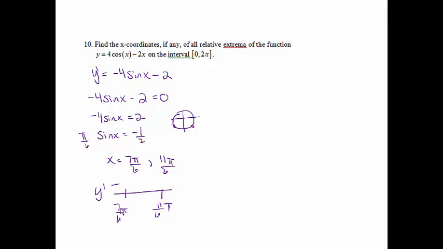If I pick something between 7 pi over 6 and 11 pi over 6, I'm going to pick 3/2 pi. Sine of 3/2 pi is -1 times -4 is 4, minus 2 is a positive number, and then something bigger than 11 pi over 6 would be like 2 pi. The sine of 2 pi is once again 0, so I'm going to get another negative number.